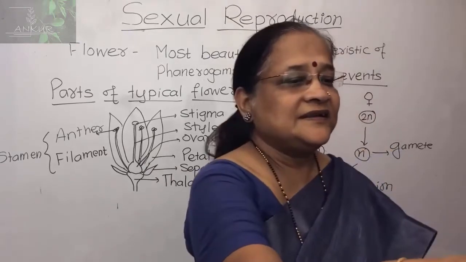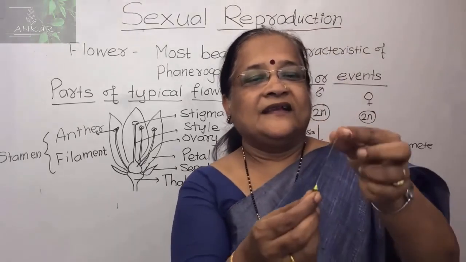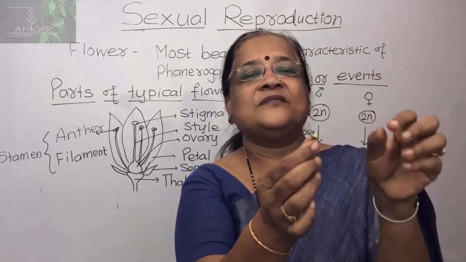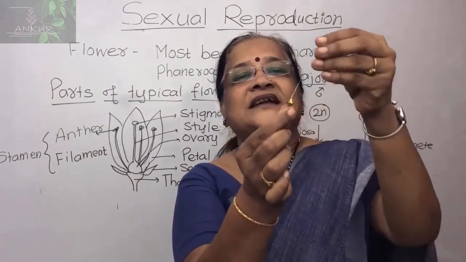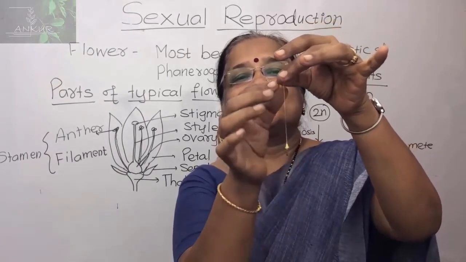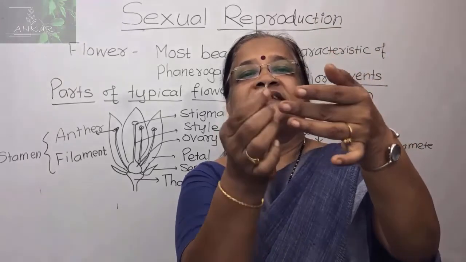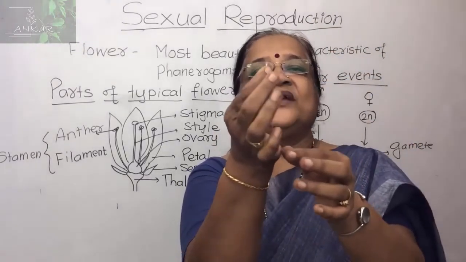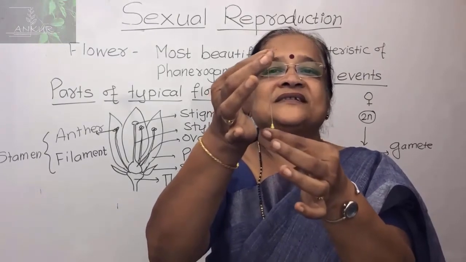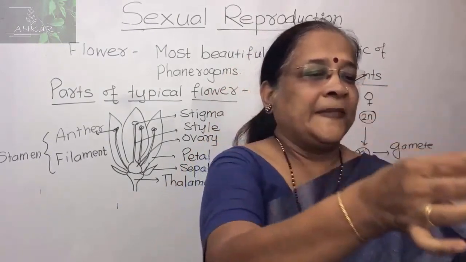In hibiscus you can see here, this is the calyx part, this is the thalamus. On this thalamus you get the conical shaped ovary, this long thread-like structure is the filament, and this 5-lobed structure we call the stigma. So here you get the typical structure of the flower.